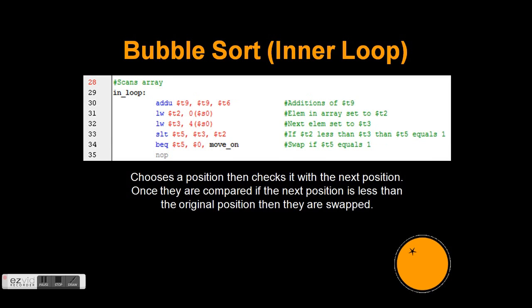I have the inner loop, which chooses a position, then checks it with the next position, and once they're compared, if the next position is less than the original position, then they are swapped.